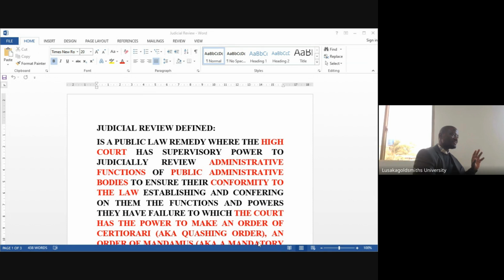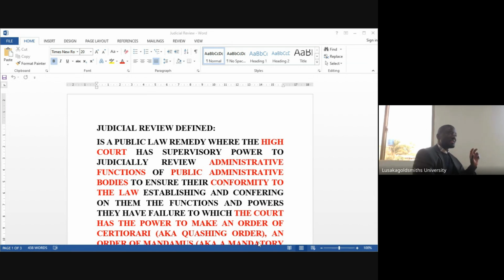Among the reliefs we saw are an order of mandamus, an order of certiorari, and an order of prohibition. The law also allows for an injunctive relief. An injunction also allows for damages, where as a result of a body's actions an applicant suffers specific damage. When they apply for judicial review, they're entitled to produce evidence of the damage they have suffered and seek to be compensated.